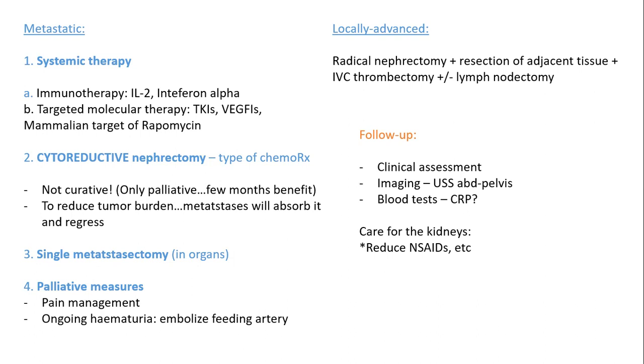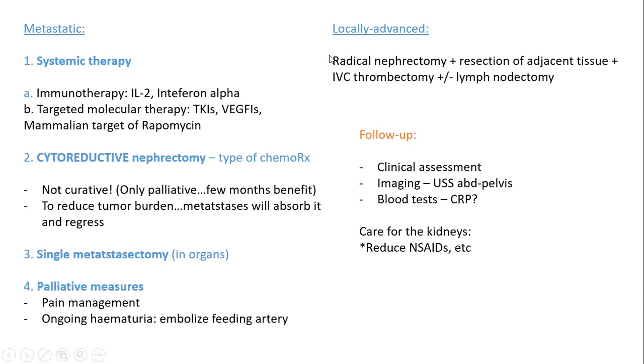Palliative measures are common to any metastatic cancer. So pain management, I know you all know those things. If there are ongoing symptoms, you can embolize the feeding artery. Stuff like that you can do for palliative measures, just to improve the quality of life. You can't really give a survival benefit to those patients.